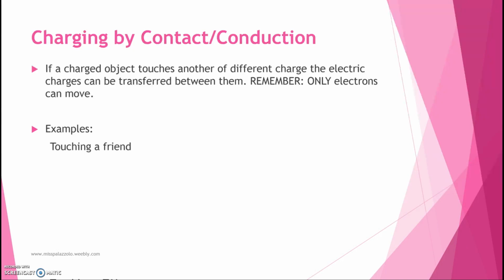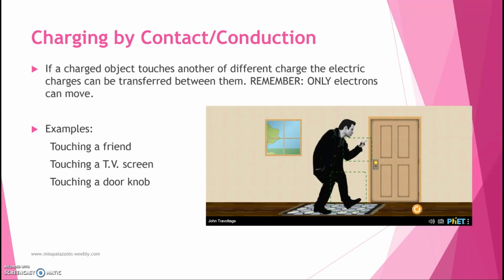Touching a friend, touching a TV screen, or touching a doorknob. On Weebly, I have posted a PhET Colorado simulation where you can use John Travolta's leg and arm to conduct a voltage. So there is electricity happening here, static electricity. We've got an insulator and a conductor.